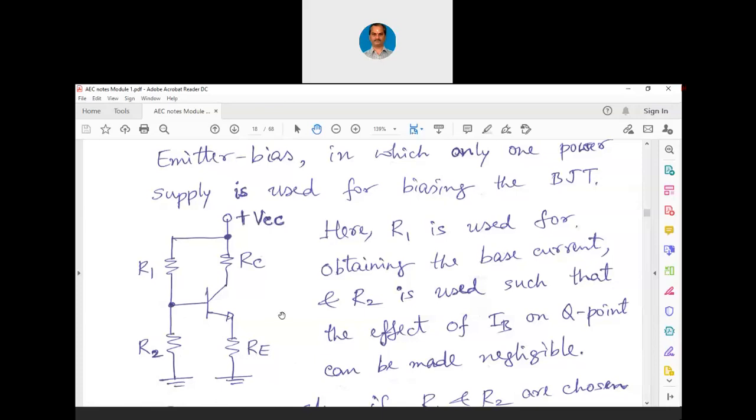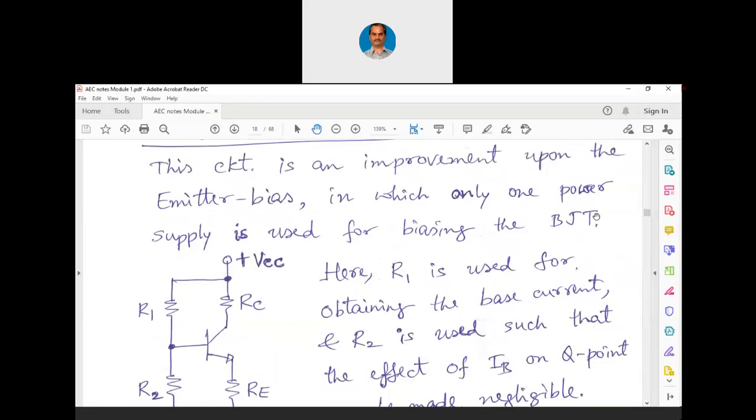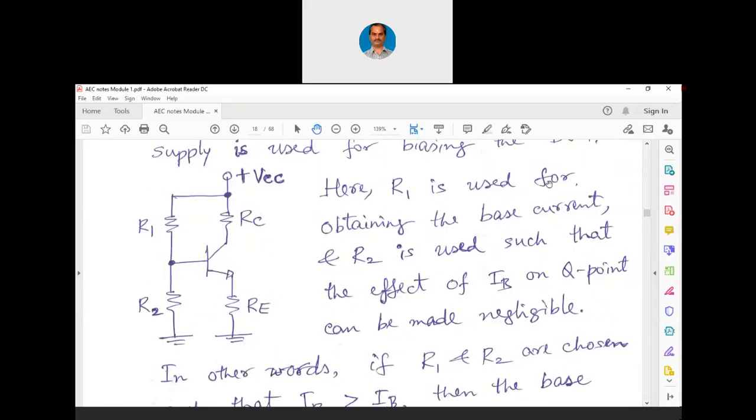When the offline classes start, you will start working in the lab. In the lab, you will be working with the voltage divider bias circuit itself directly, because this is the most stable circuit where the Q point remains stable at the design value, and beta we need not consider, temperature we need not consider. So let me explain further. Here R1 is used for obtaining the base current, R2 is used such that the effect of IB on the Q point can be made negligible, as I was explaining till now.